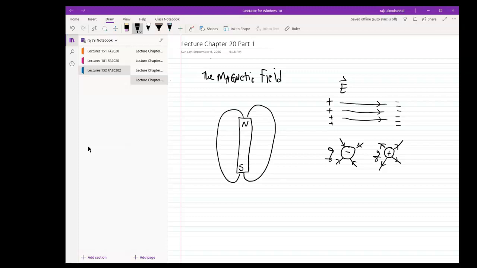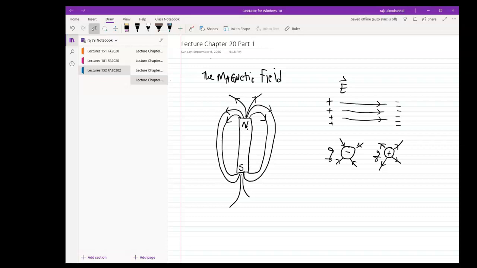In other words, the magnetic field needs a source and a sink. A source where the magnetic field comes out of it, and then you have the sink where it has to go into. And that source and sink is that the south is the sink and the north is the source. You get that? So it will be going from the north into the south like that.